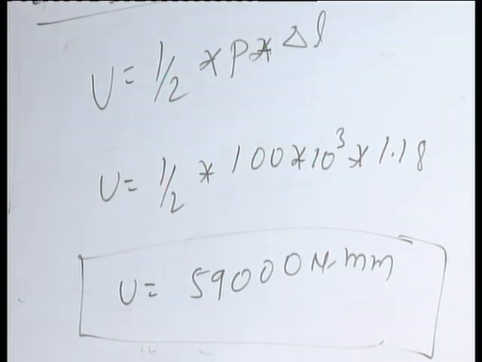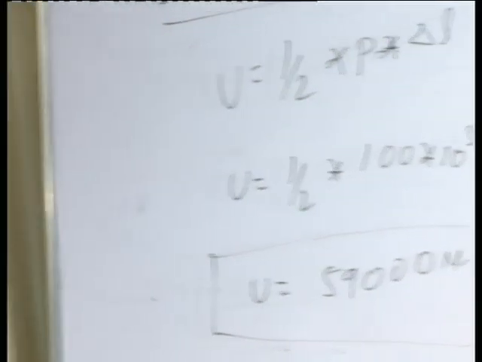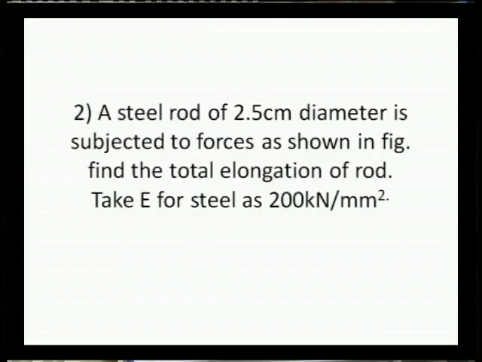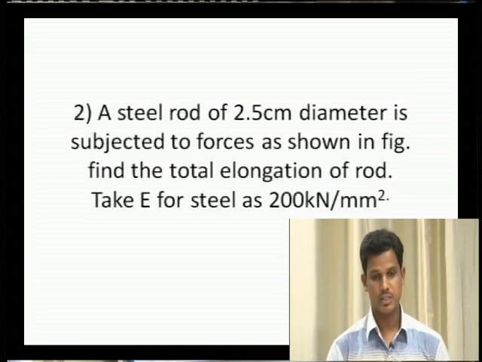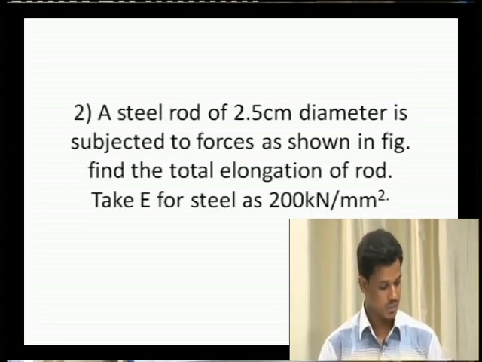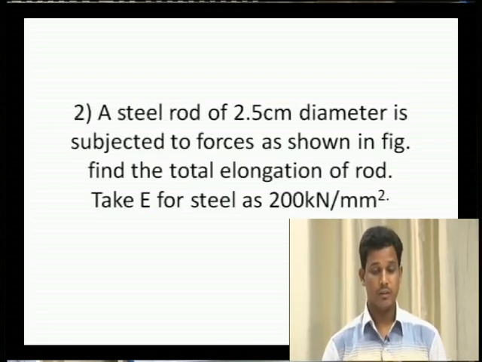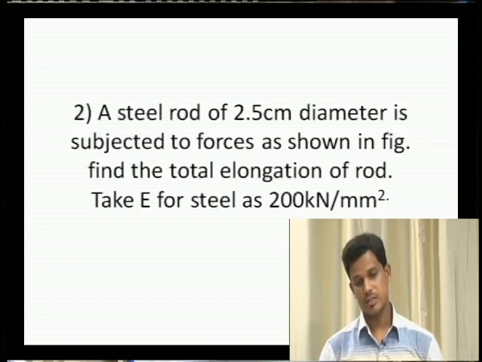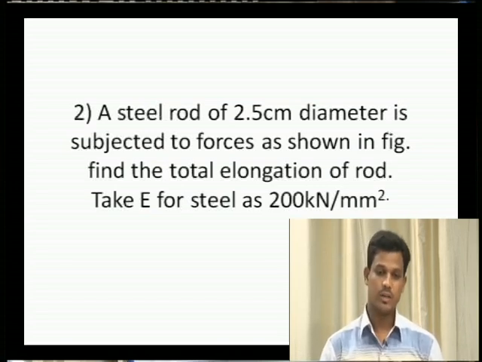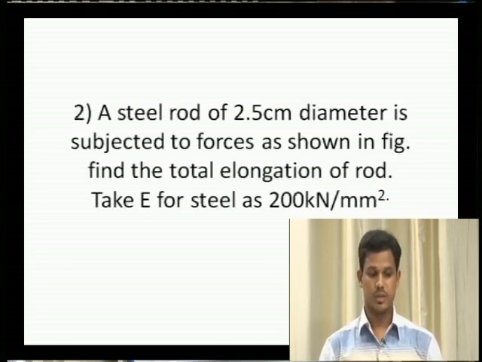Here a steel rod of 2.5 centimeter diameter is subjected to forces as shown in the figure, and we have to find the total elongation of the rod. Also given is E equal to 200 kilonewton per millimeter square.